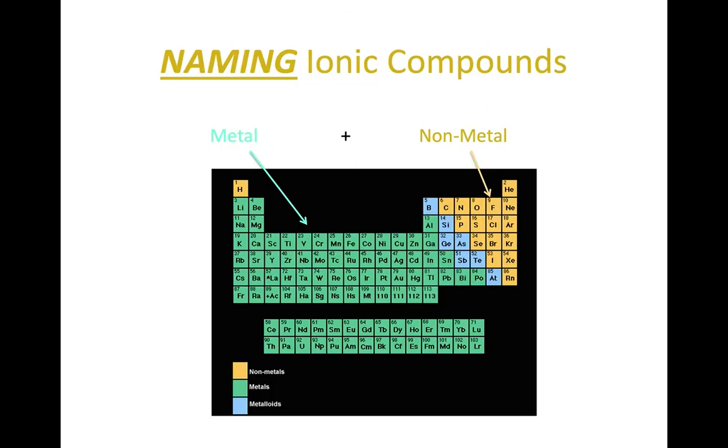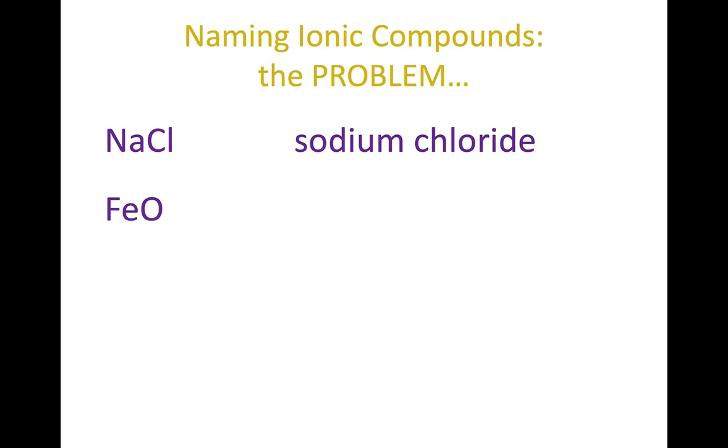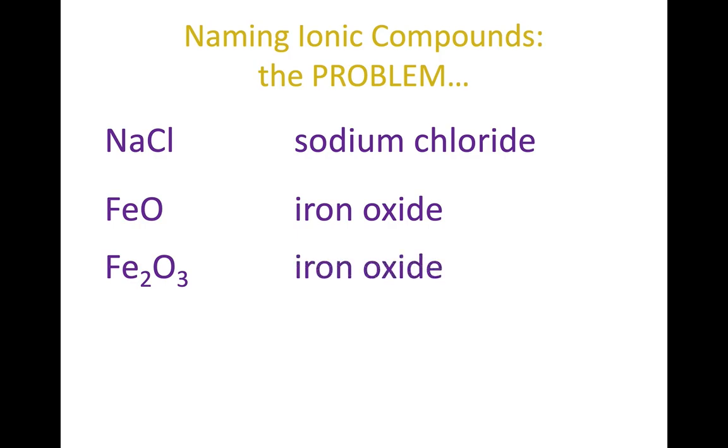Okay? Naming ionic compounds. So we have NaCl, it's sodium chloride. Pretty clear. FeO, iron oxide. Okay? Fe2O3, iron oxide. FeO2, iron oxide. Hopefully you notice there's a problem that you can't call all of these, this FeO, Fe2O3, and FeO2, iron oxide. They're different atoms, so you've got to use a different system.